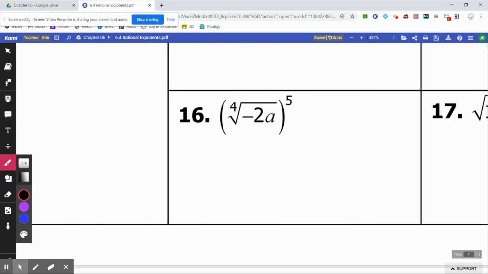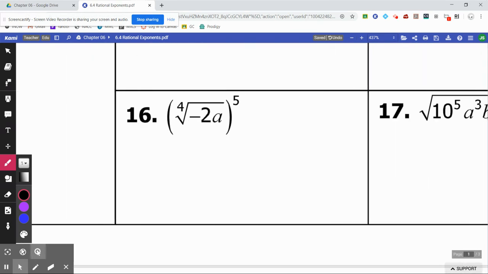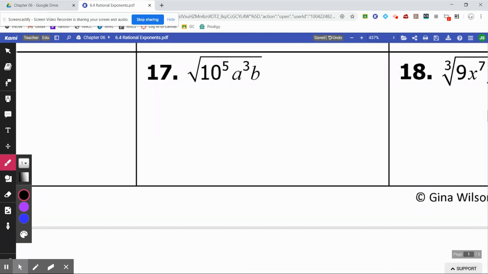Number 16. We have a negative 2a that we're taking the fourth root of and we're raising to the 5th power. So that'd be negative 2a to the 5/4 power. Here we have all this stuff inside, 10 to the 5th, a to the 3rd, b. It's being raised to the 1/2 power because we're taking the square root of it.